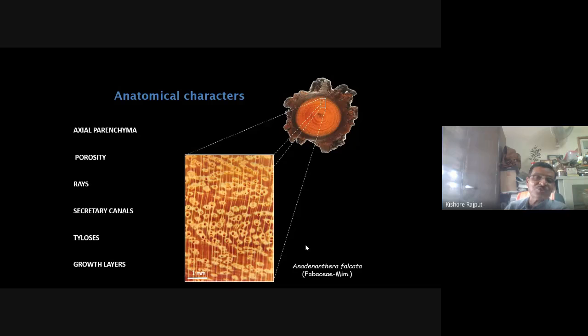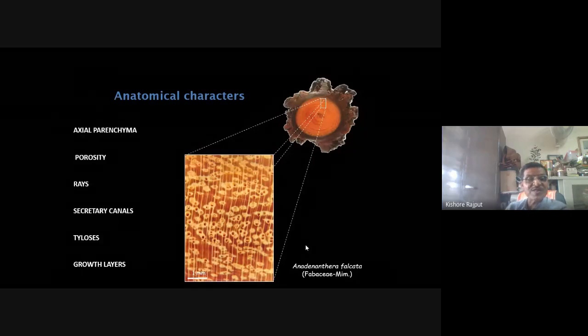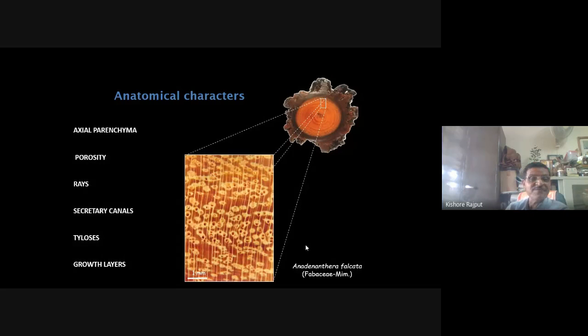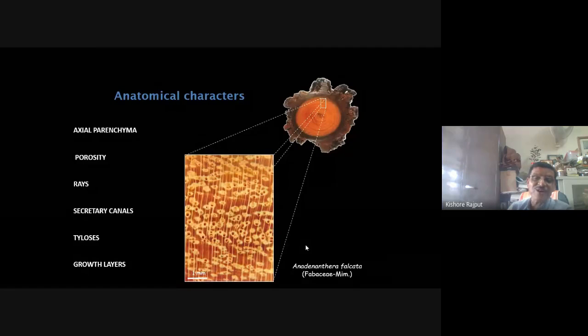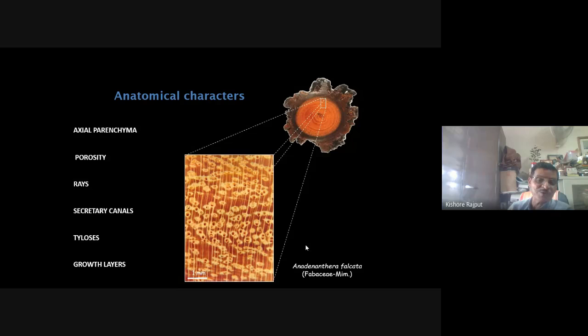Similarly, in anatomy also you have the parameters, that is the axial parenchyma, whether it is present or absent, and if present, in what quantity, abundant or maybe scanty. Then their arrangement, whether gregarious or spread. Then porosity, the word used for the vessels, whether they are present or absent, and if present, whether forming distinct rings, what we call ring porous or diffuse porous.